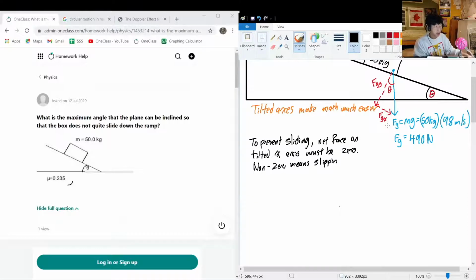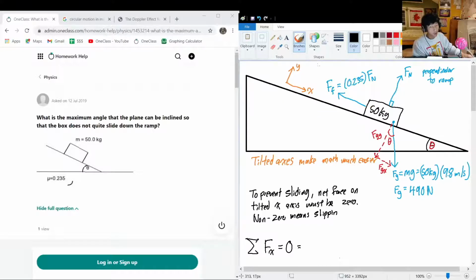Okay, so let's actually build an equation to represent that. So we know that the sum of our x direction forces must be equal to 0. And we know that, if we have up the ramp as negative x, we're going to have negative Ff plus Fgx. Okay, so those two have to be equivalent to each other for this to be valid.